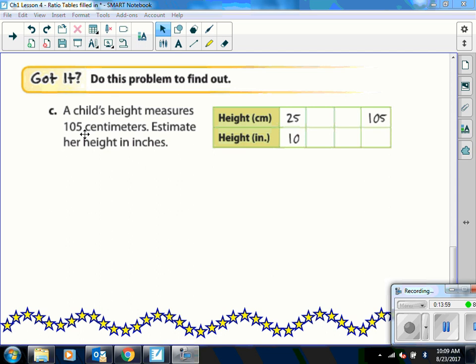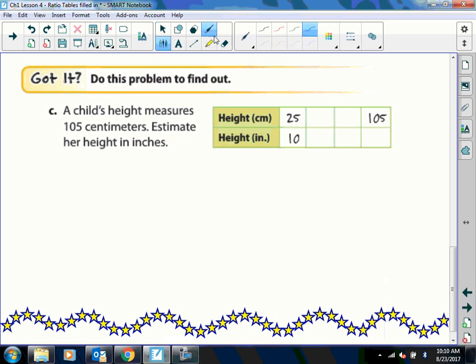All right, so for the Got It number C, it says a child's height measures 105 centimeters. Estimate her height in inches. Okay? So let's see. If a child is 25 centimeters, they're going to estimate that child to be 10 inches. Is everybody clear? So here we want to get from 25 to 105. Can I get from 25 to 105? No. And I think I put an extra box in there that we don't need.